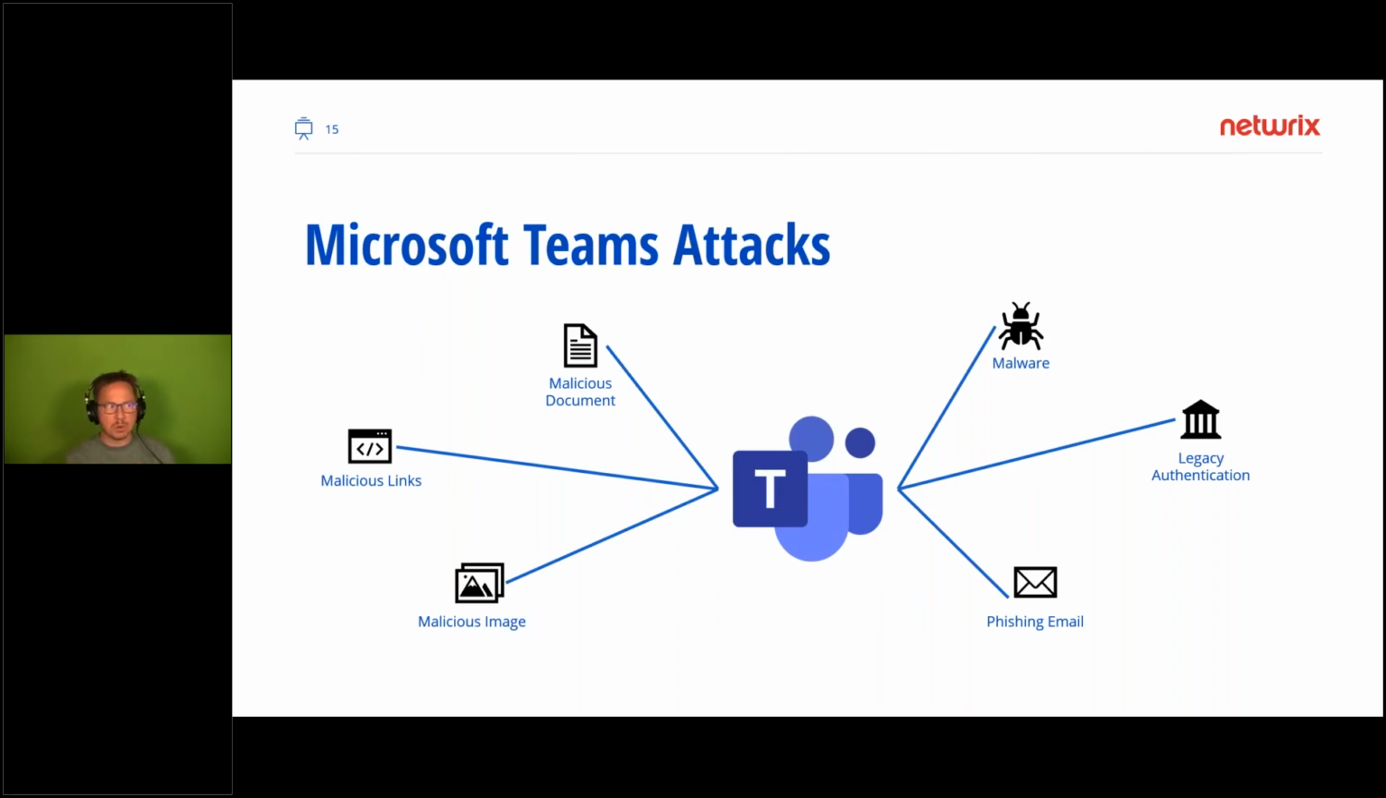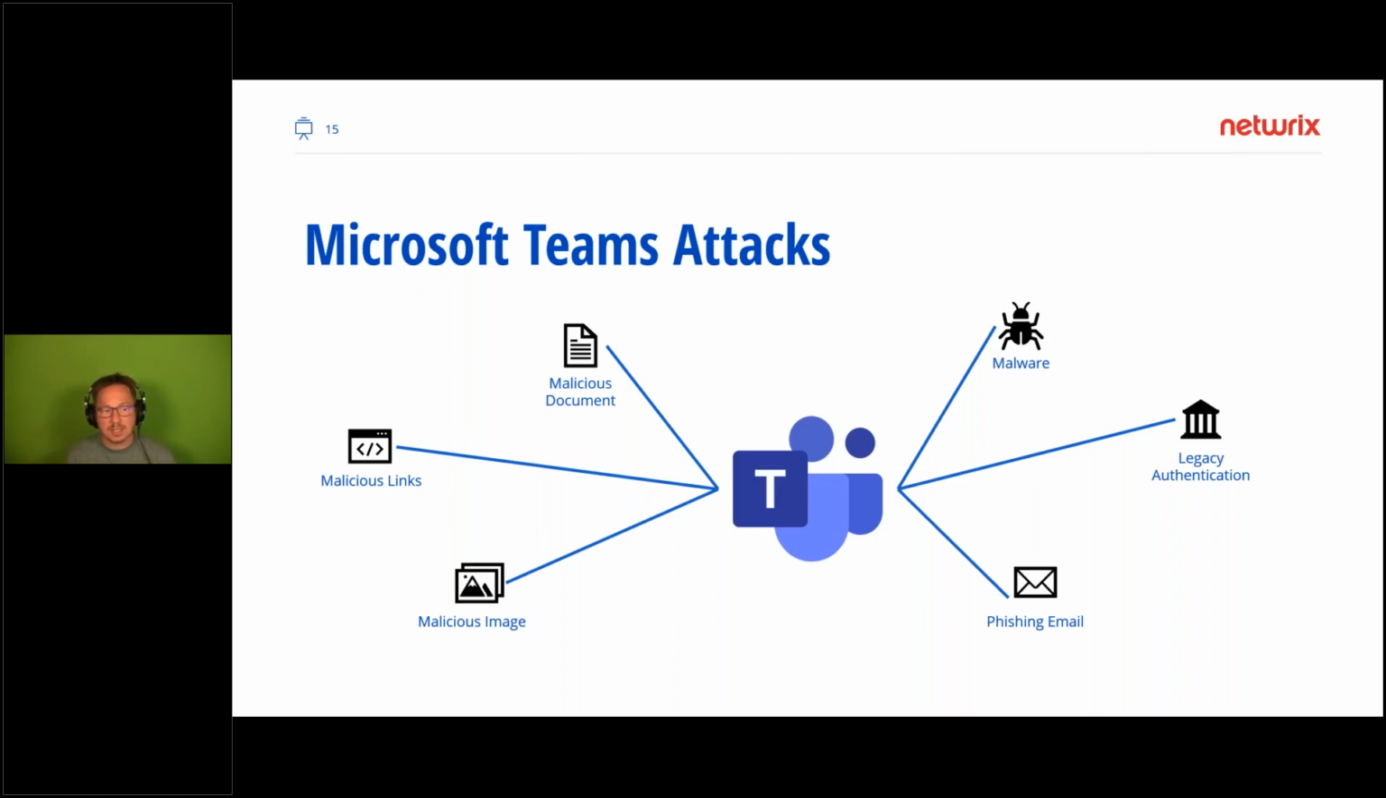A slight correction on that one: if you have a new tenant from after October 2019, then security defaults are enabled and legacy authentication does get blocked. However, if your tenant is from before that, then it doesn't get blocked, and so you can still utilize some of those capabilities. Of course, we talked about phishing emails and malicious images.